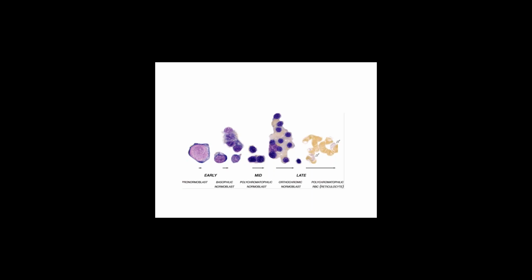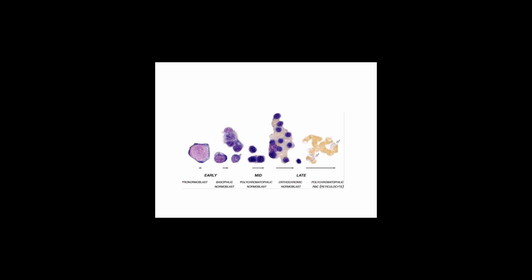As they reach the early erythroblast stage, that is the basophilic normoblast, they become a bit smaller. The nucleus to cytoplasmic ratio becomes somewhat lower. The cytoplasm is still very basophilic, and the nucleoli are generally not visible here.